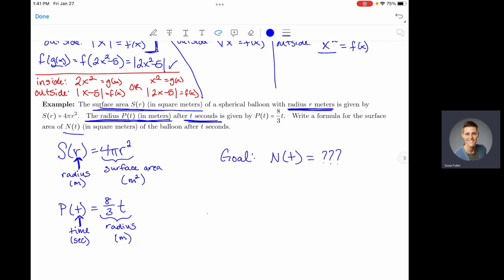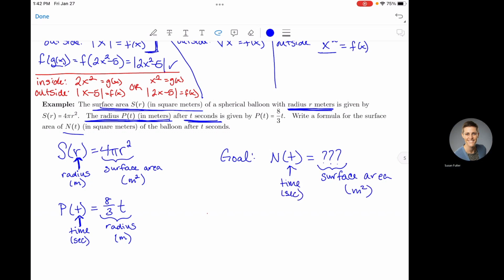We don't know what that's going to look like right now, but I know that I want surface area to come out, and I know that I want time to go in. Okay, so I want time to go in, I want surface area to come out. And I'm not given a function where time goes in and surface area comes out. I have a function where time goes in and a radius in meters comes out. And I have a function where a radius in meters goes in and surface area comes out.